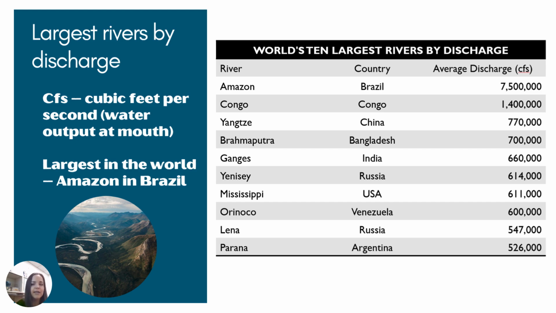The Congo is still in the millions, but it's pretty far behind. It's a fraction of what the Amazon River puts out. And if you look all the way down there, we do have the Mississippi on the list at 611,000 cubic feet per second.